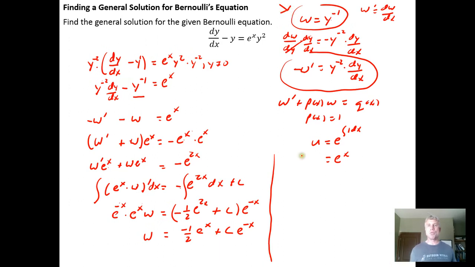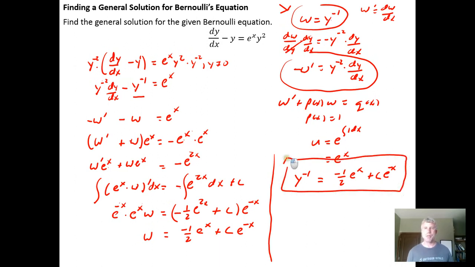And so we've got this solved for w, but we have to remember that way back here we made a substitution, so w really is y to the negative first power, equal to negative 1/2 e to the x plus c e to the negative x. So if we wanted to solve this for y, we'd have to do, oops, I left the negative off. We would need to do some manipulating. So for example, I could stop here if I wanted to.